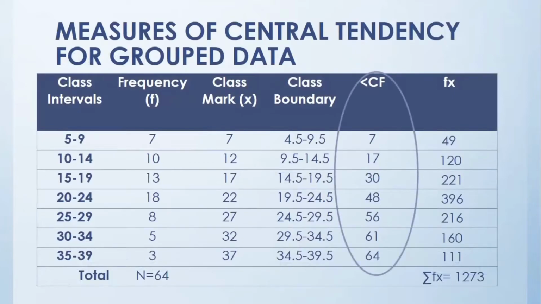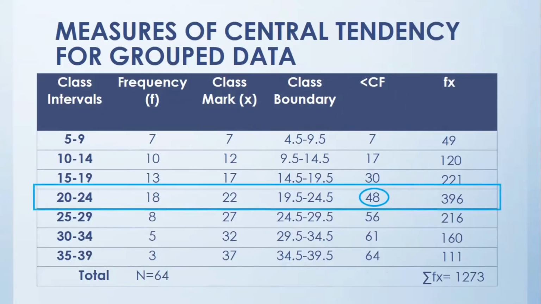And we are to find 32. So, kung hindi present yung 32, we're going to get the first higher less than cumulative frequency. So, that will be 48. So, yung 48 na yon, yung kalinya nun or yung class na yon, yung magiging median class natin. And dito tayo kukuha ng values to be substituted sa formula natin.